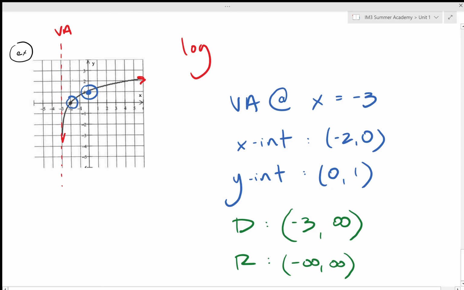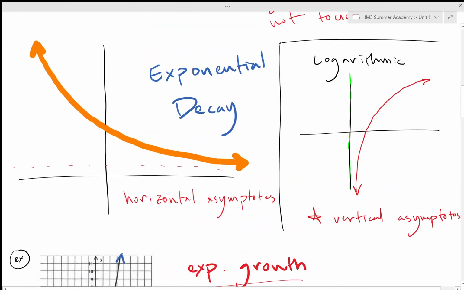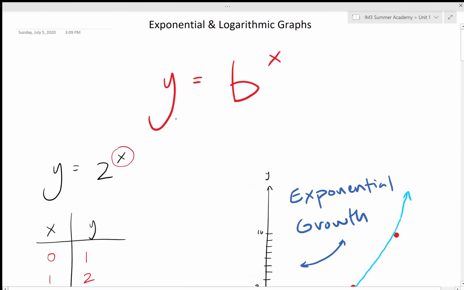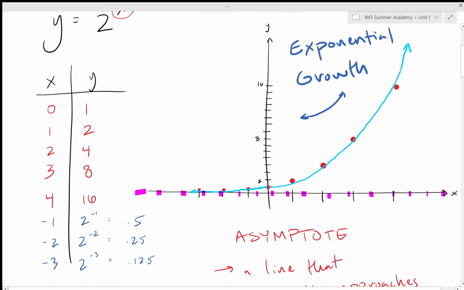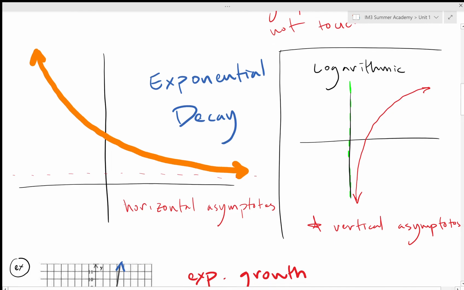So the easy way to tell these apart, and I'll scroll back up to the top. Exponentials. So this is our exponential here. These have horizontal asymptotes. Okay, exponentials have horizontal asymptotes. Logarithmics have vertical asymptotes. That's the way to tell them apart.